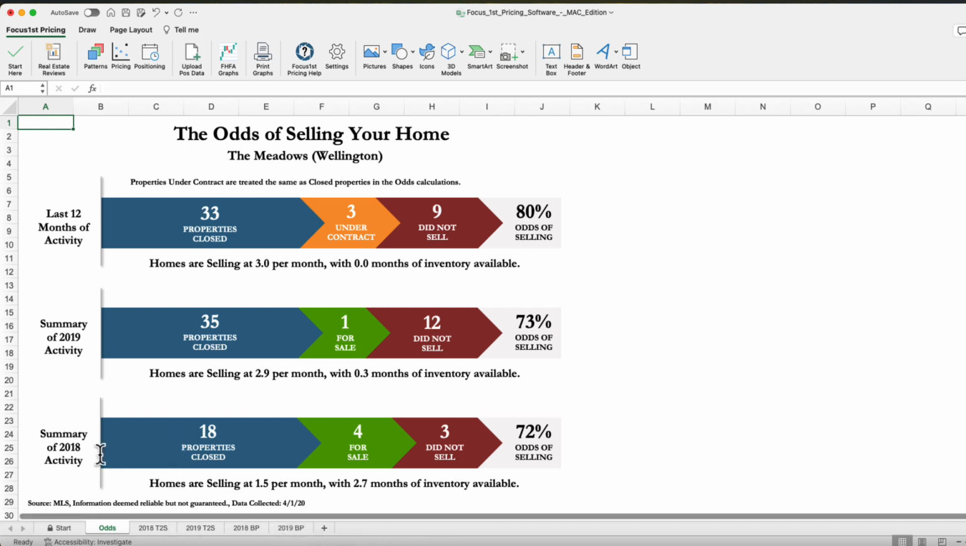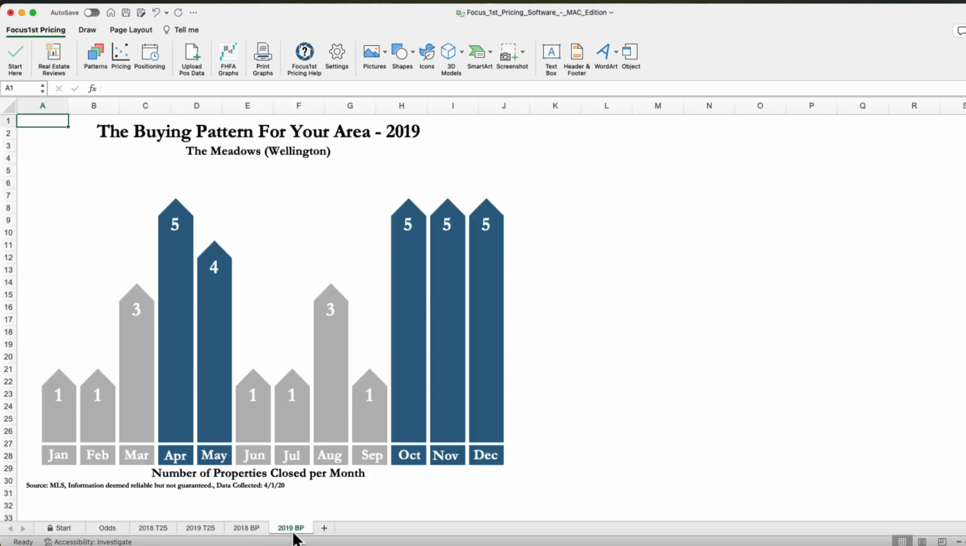Now, you might say, well, why wouldn't we just use the last 12 months then? Because this is what we tend to show people. Well, sometimes it's good to show the increasing odds of selling in this case, to show the momentum of how the neighborhood's changing. But we also use the last 2 years and the last 12 months to double check ourselves at times. So for example, let's look at the most recent buying pattern.